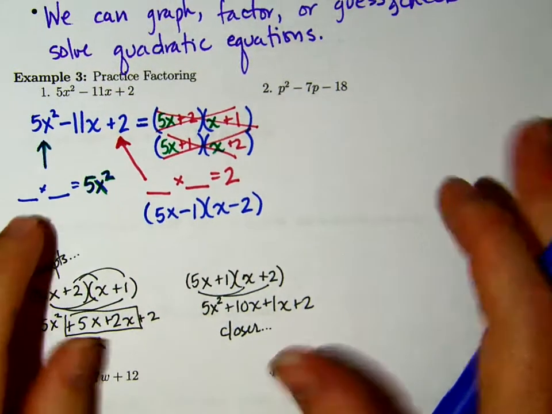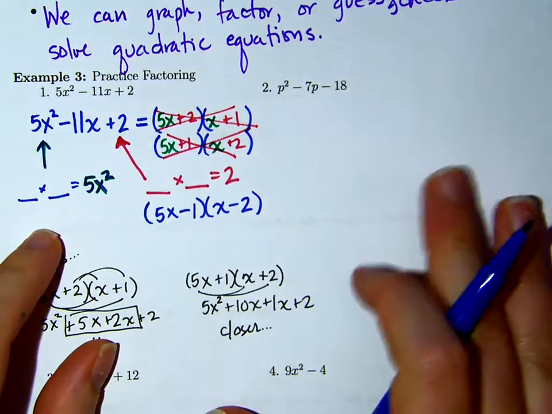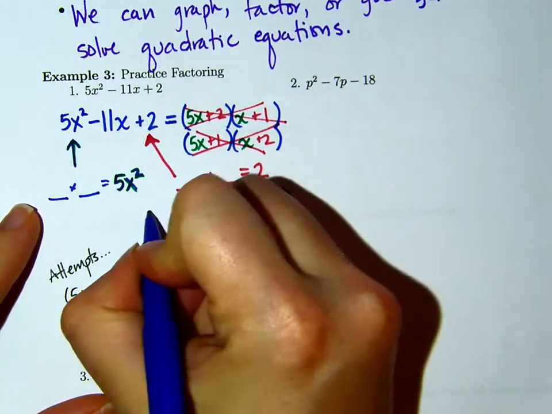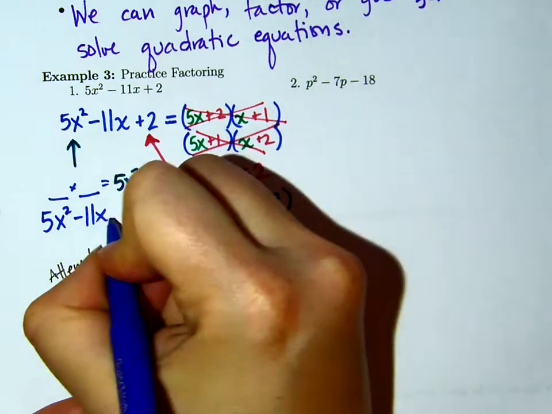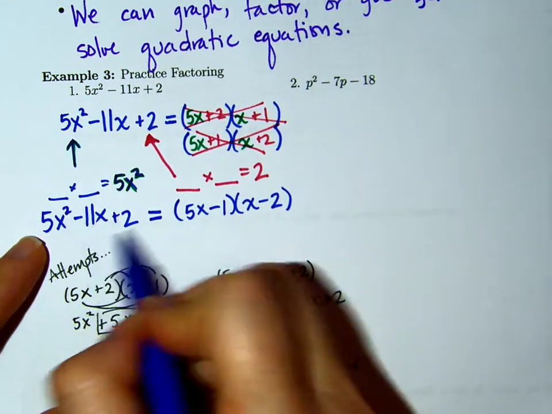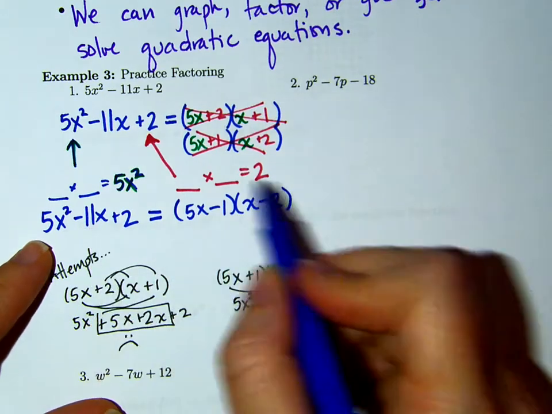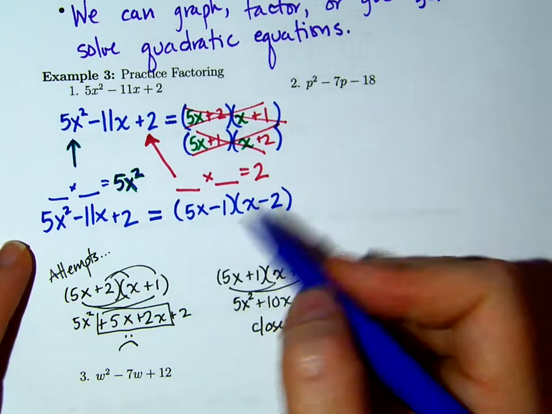Okay, so the factoring of this, 5x squared minus 11x plus 2, means this general form of the quadratic is equal to this factored form of the quadratic.